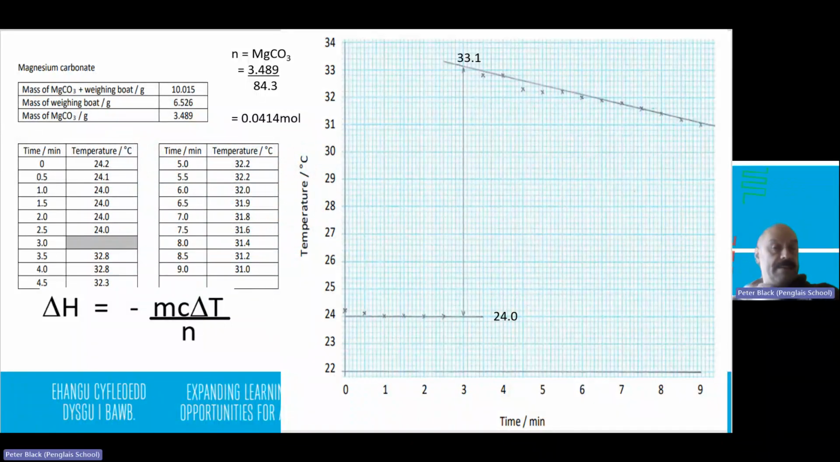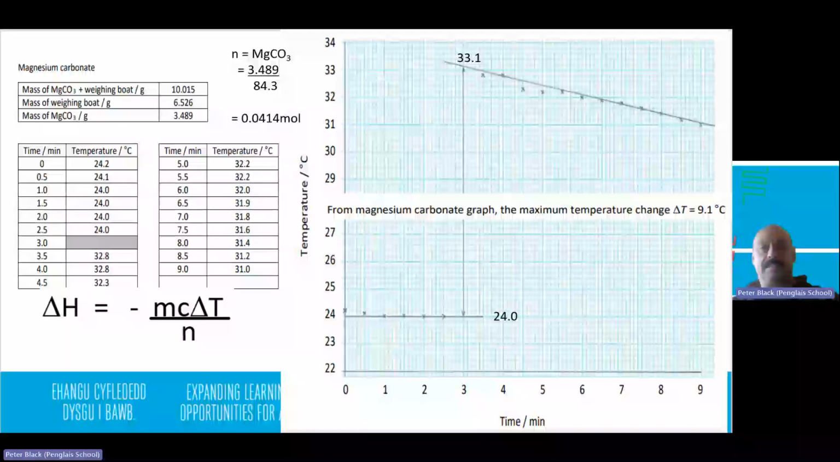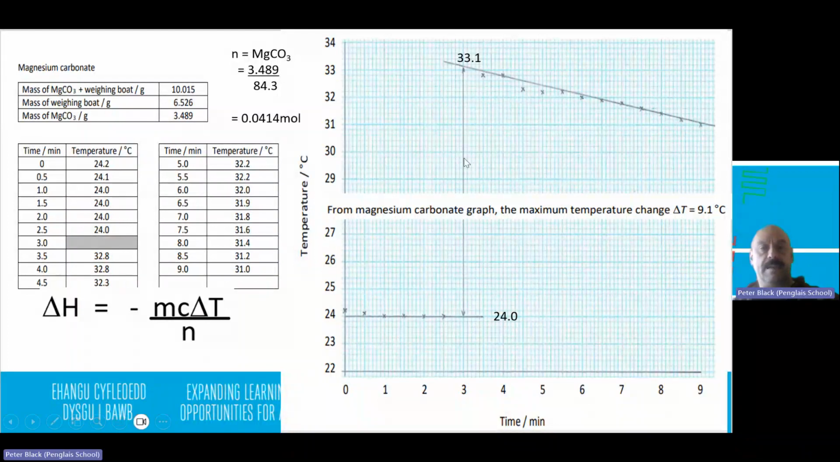So now we've got our delta T. So delta T is 9.1 degrees. Fantastic. Right. Calculate your delta H for me, just quickly, if you could.